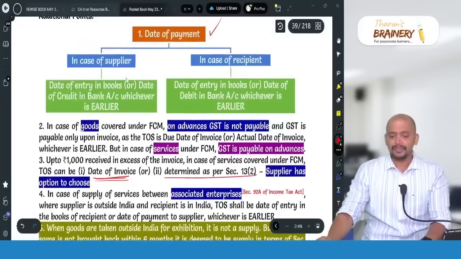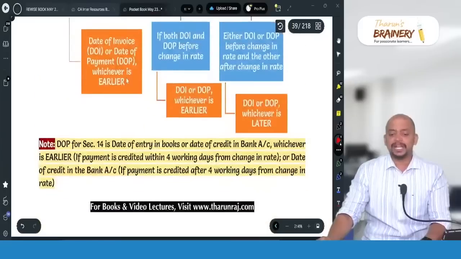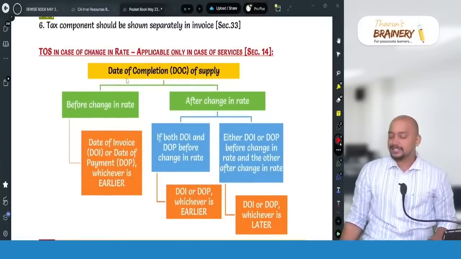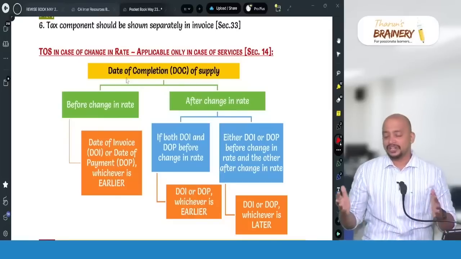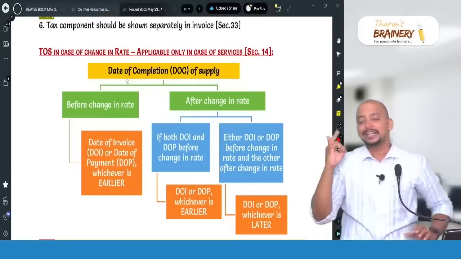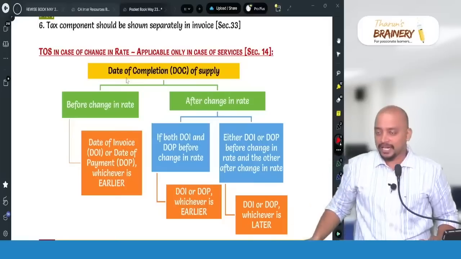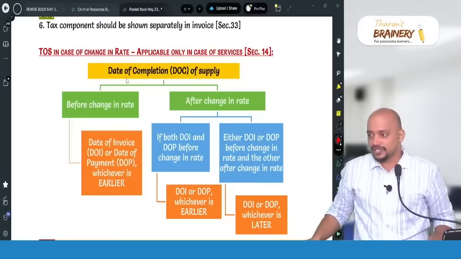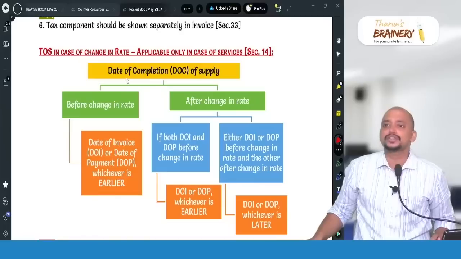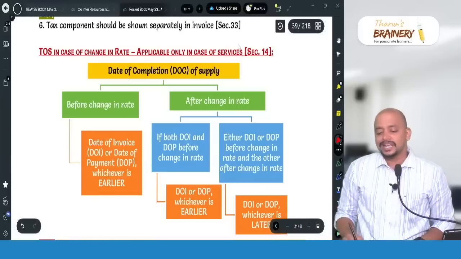Then we have time of supply in case of section 14. Change in rate, that is whenever there is a change in rate between 3 dates. What are the 3 dates? Date of completion, date of invoice or date of payment. Between these 3 dates, if there is a change in rate, is section 14 applicable in case of both goods and services or only in case of services? Only in case of services.